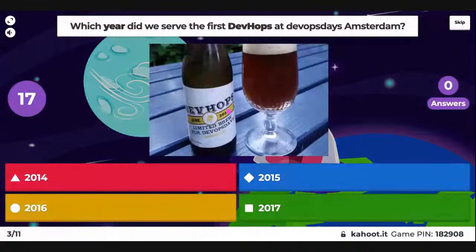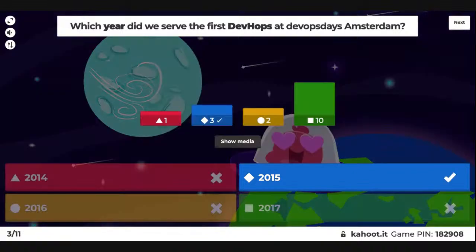Question 3. Which year did we serve the first DevOps beer at Devops Days Amsterdam? This is the bottle. It's right there. It says it right on the bottle. Few people know. Wow.